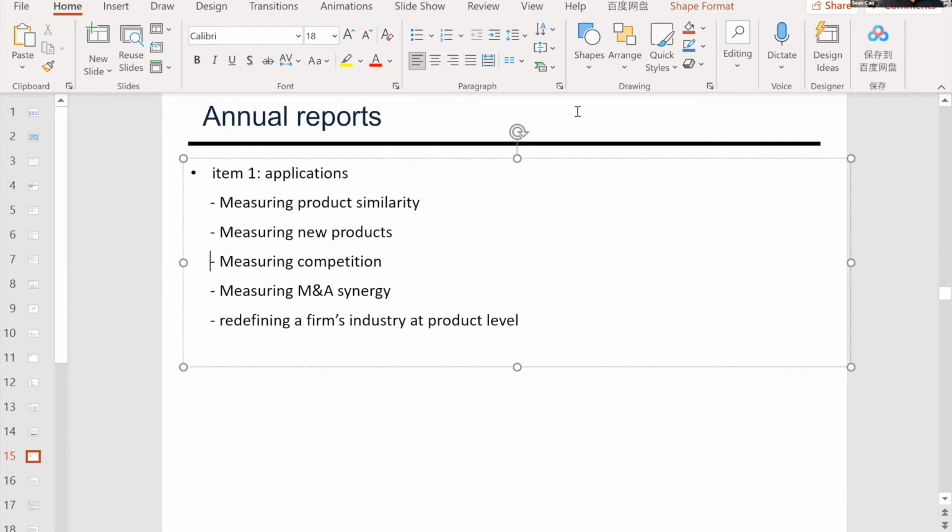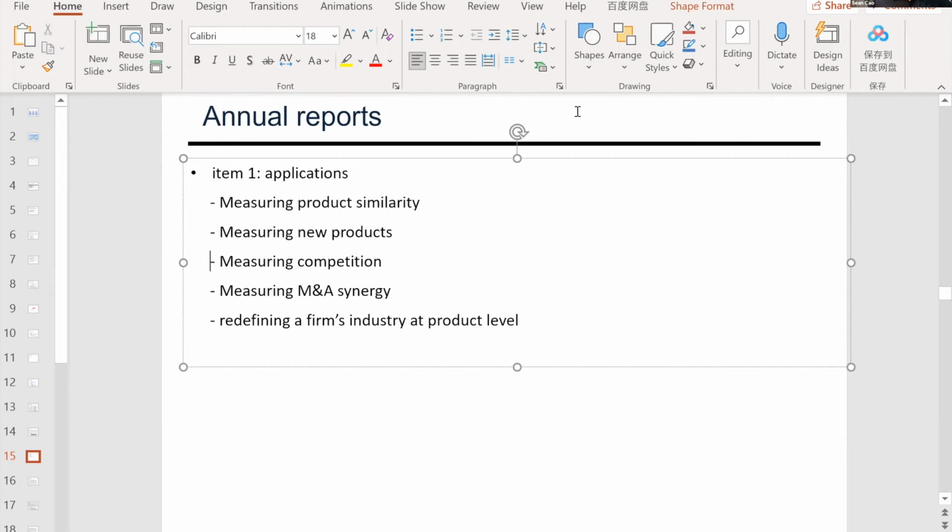So how exactly to define these firms is very difficult, because firms are branched out to different segments and different businesses. So the traditional way of defining industry is very difficult, but with textual analysis, we can define firms at a product level. For example, you look at McDonald's. You look at Nike's case.